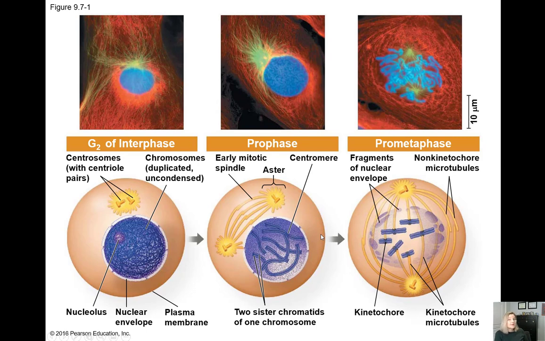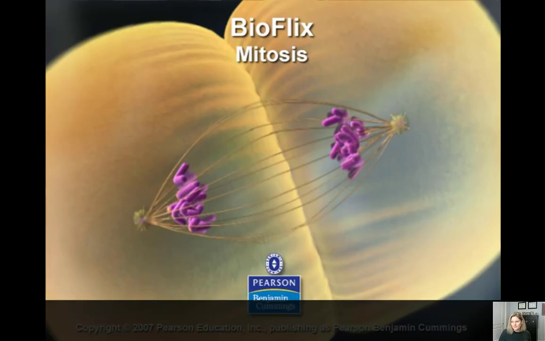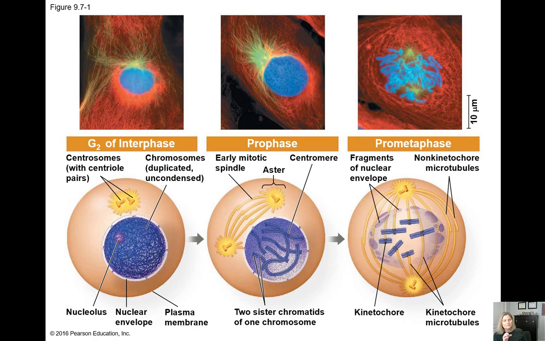Okay, so we're going to go through each individual phase in detail. As we go through, a lot of us are visual learners, so it would be very beneficial to the majority of you to draw pictures of each individual stage, so that you can specifically see what is happening during each stage of mitosis. I'm going to start out by going through interphase.